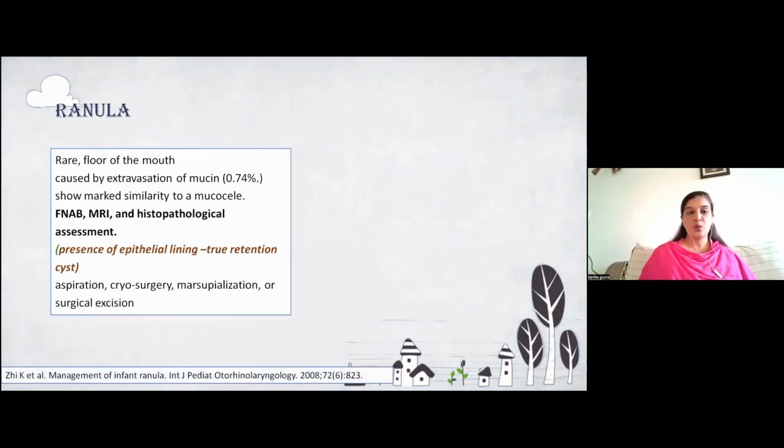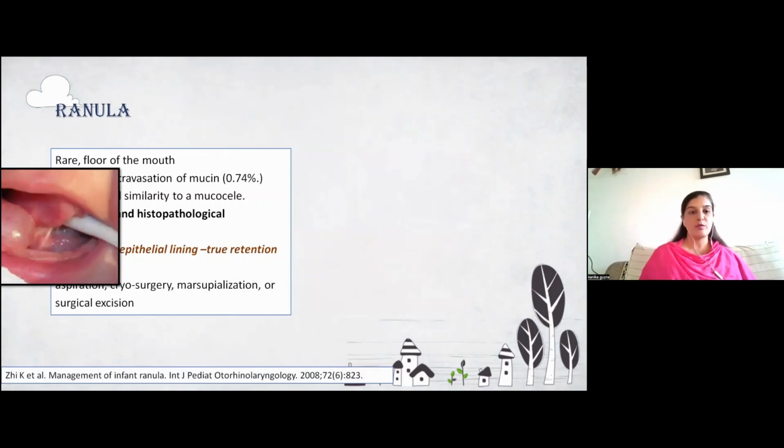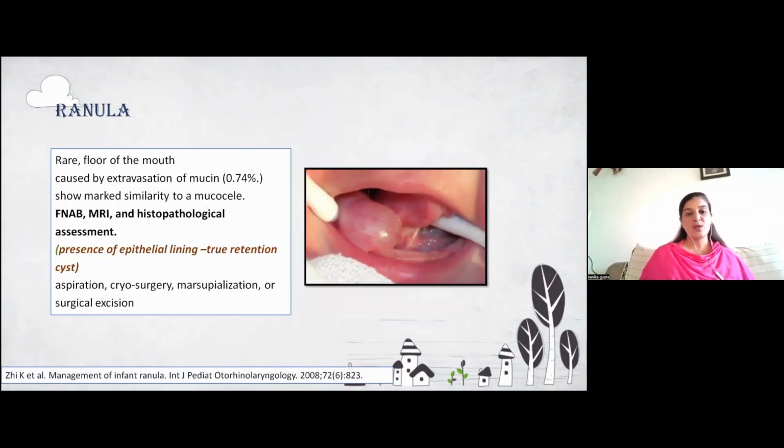Quite similar to mucocele is the ranula. Ranula is rare in occurrence. It happens over the floor of the mouth. It is caused by extravasation of mucin, and it happens in around 0.74% of cases. It is quite similar to mucocele; the only identifying features are its bigger size and the placement where it is present. Histopathological assessment, FNAB, and MRI are the identification markers.